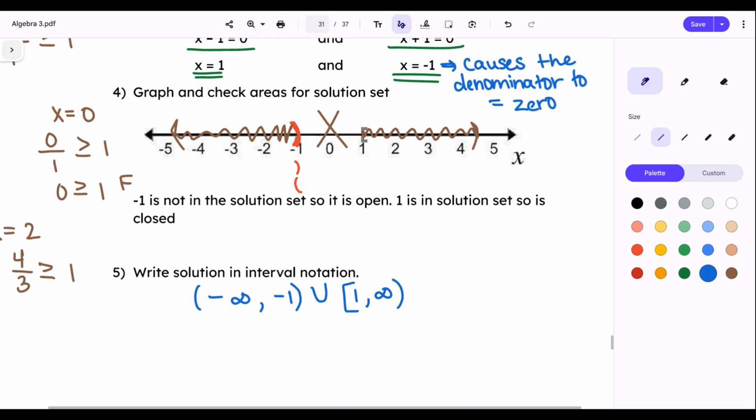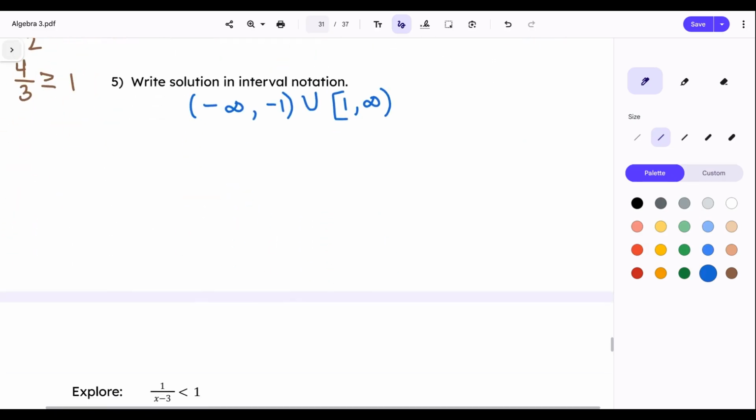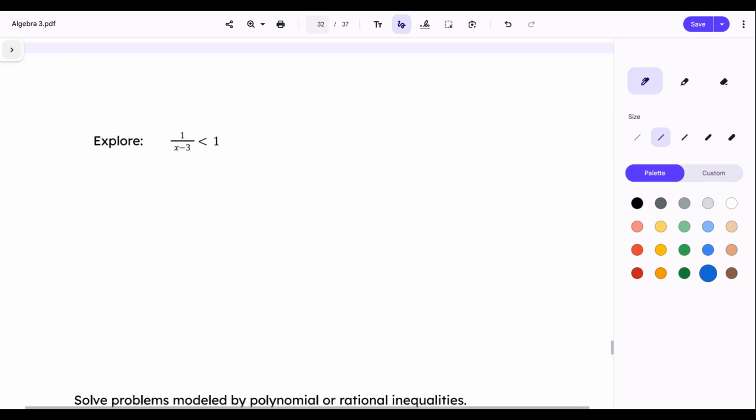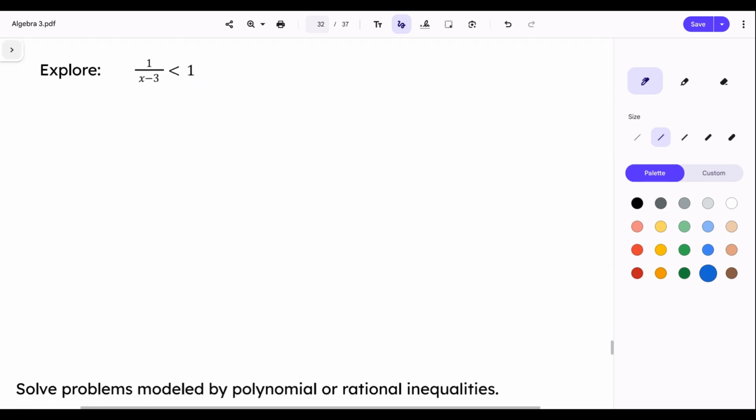So it's similar to the polynomials as far as putting it on the number line and testing solutions. What changes is how you figure out what those boundary points are and what to do with that, okay? Let's go to the next page here and let's do another one. Okay, so first thing we need to do is set it equal to 0. So let's move this 1 over.